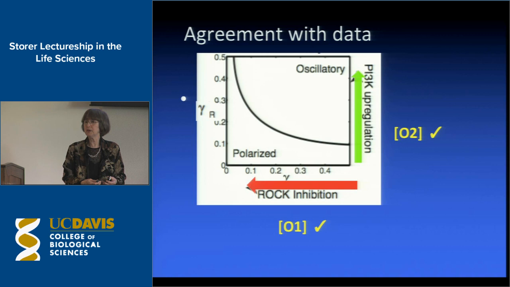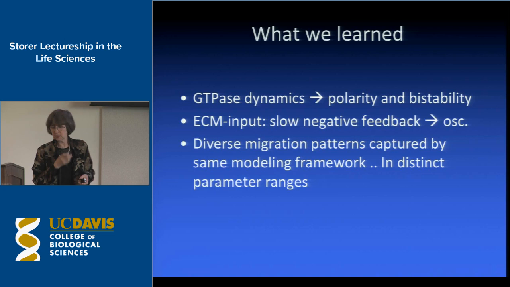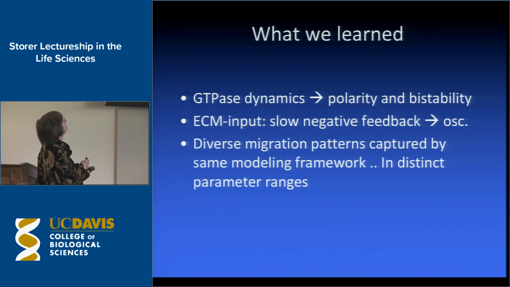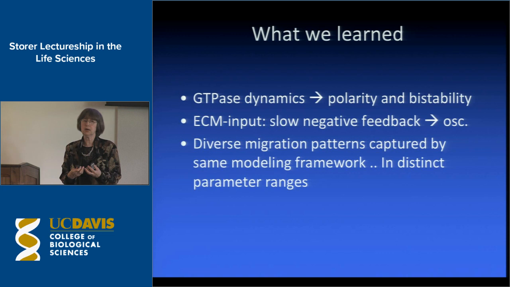Okay, so here's a summary of some of the things that we've learned in that setting. First of all, the GTPase dynamics are what give you the polarity and bistability of the system, but the ECM input is what allows you to actually observe these oscillations. It acts as a slow negative feedback, which gives these oscillations. And so you can actually capture all of these diverse behaviors by a relatively clear-cut, stripped-down model.